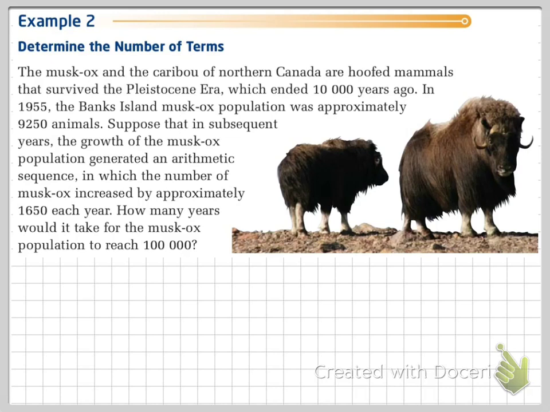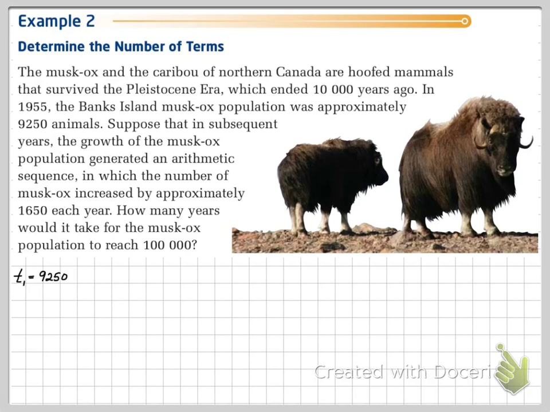The muskox and the caribou of northern Canada are hoofed mammals that survived the Pleistocene era, which ended 10,000 years ago. In 1955, the Banks Island muskox population was approximately 9,250 animals. Suppose that in subsequent years, the growth of the muskox population generated an arithmetic sequence in which the number of muskox increased by approximately 1,650 each year. How many years would it take for the muskox population to reach 100,000?